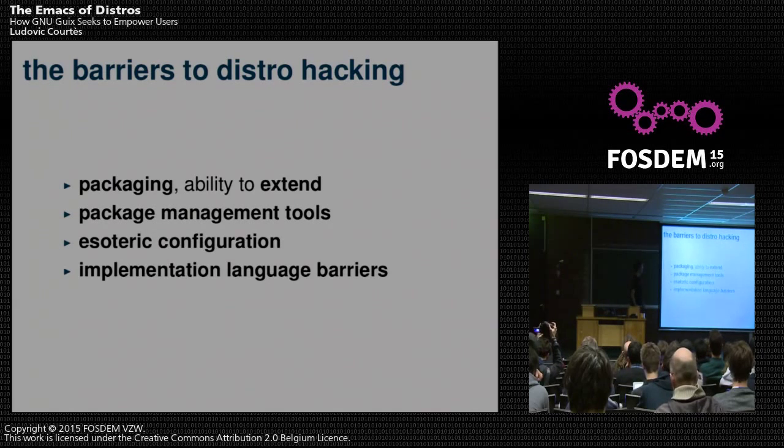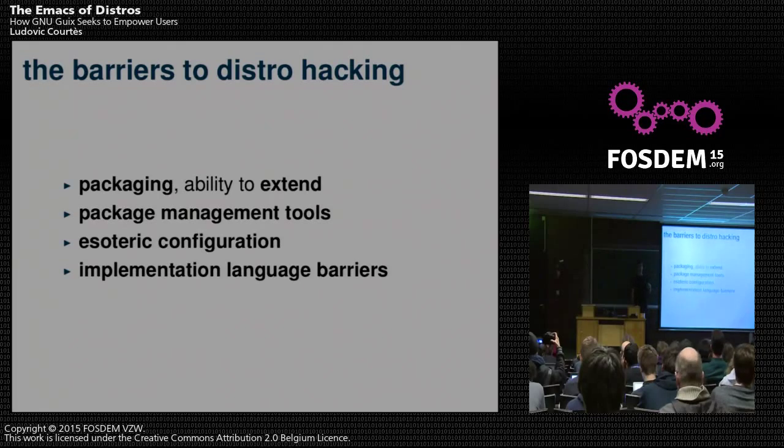So concretely, what are the barriers to distribution hacking? Well, if we consider Emacs, what it allows you to do is to easily study how it works and to easily extend it. And that's something that's not really possible with many distributions and package managers nowadays. So of course, the first thing we would like to do technically is to allow packaging to be not an expert thing. We would like users to be able to do packaging, and we would like users to be able to extend the distribution.